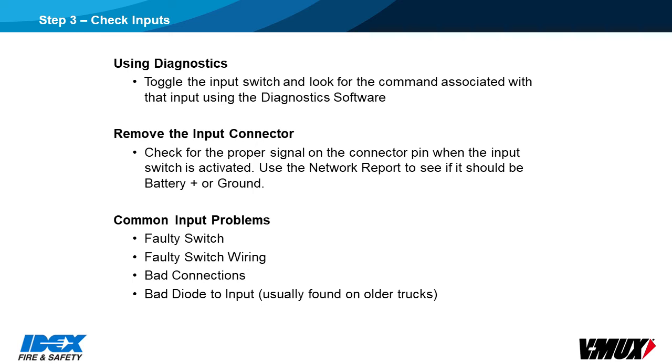See the network report to determine if it's a ground or battery plus signal. Common problems include faulty switches, faulty wiring, bad connections, or possibly a bad diode, if it is an older truck. Builders would sometimes put a diode in line with the switch, to make it ground only or battery only. Generally, an input diode failure would be a broken lead, not a burned out diode.